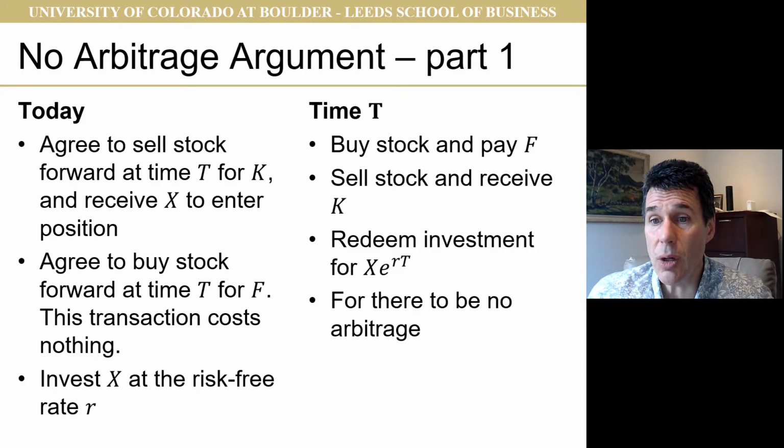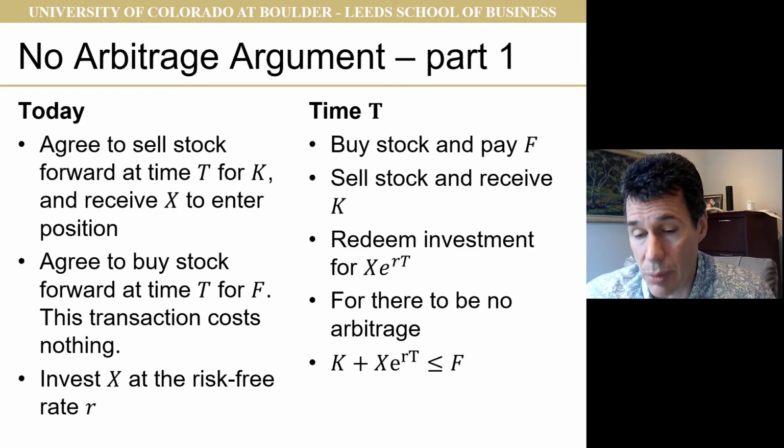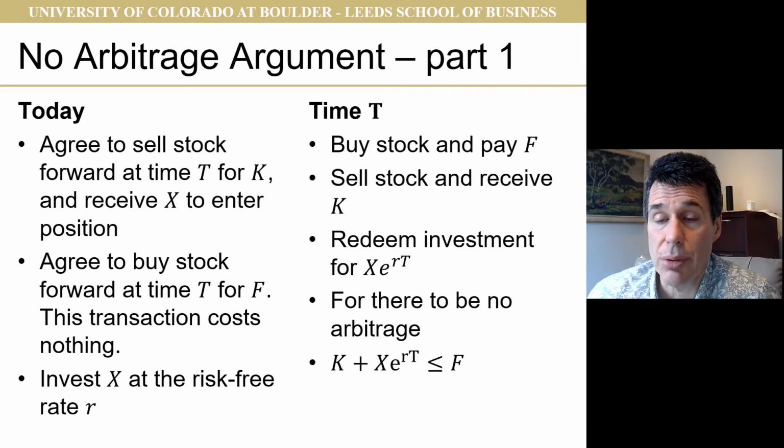For there to be no arbitrage, though, the money we receive has to be less than or equal to the money we pay. Or K, which we received, plus X e to the RT, which we received, is less than or equal to F, the amount we paid. Okay, so that's our first arbitrage argument.